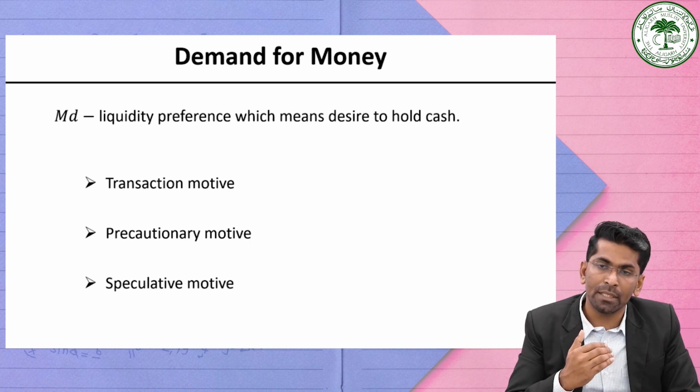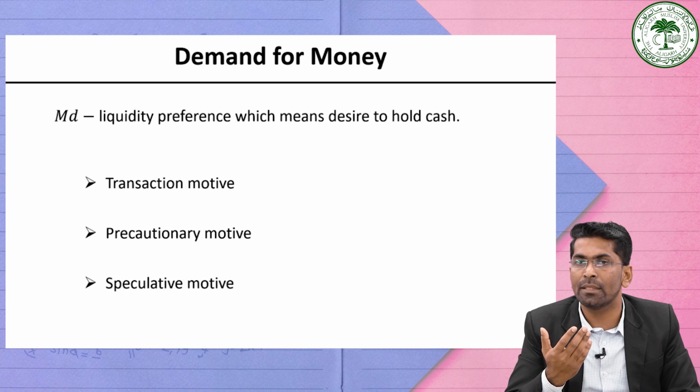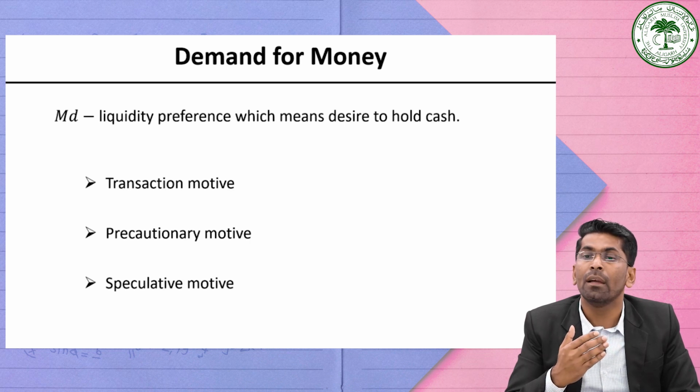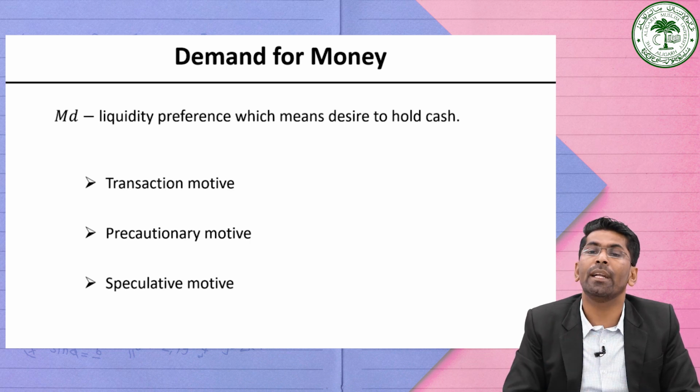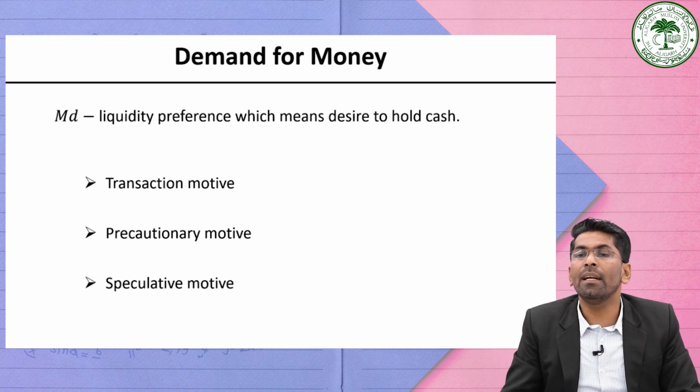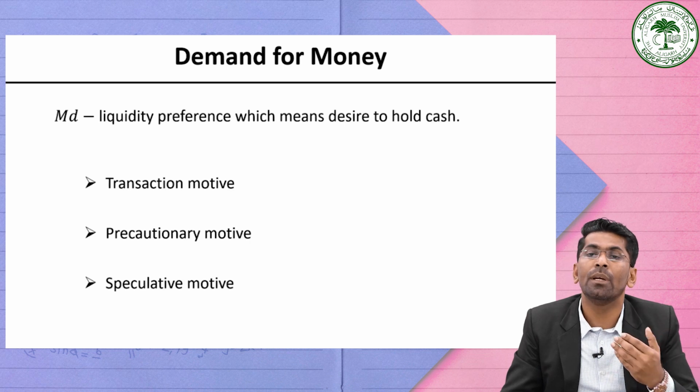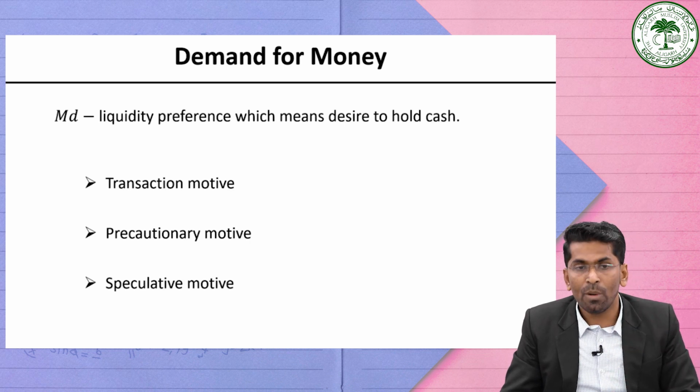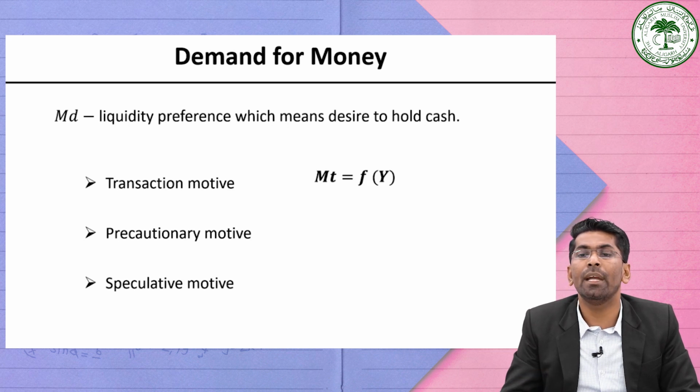And people receive this income mostly on a weekly basis or monthly basis, while their expenditure goes on day-to-day basis. So a certain amount of money which is ready is therefore kept in the hands to make a current payment. So the transaction motive or transaction demand for money actually depends upon the level of income of the individual. So here I am denoting the money demanded for the transaction purpose, that is MT, which is equal to a function of level of income.